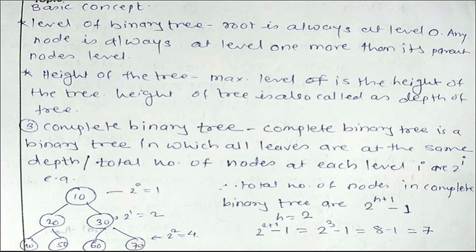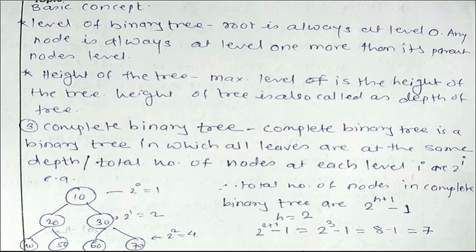There are some basic concepts that we have already seen, but again we are going to see them. That is the level of a binary tree. Now what is the level of a binary tree? It means at what level the nodes are. Basically the root is always at level 0 and any node is always at a level 1 more than its parent node. Next is the height of a tree. The maximum level of a tree is the height of the tree.